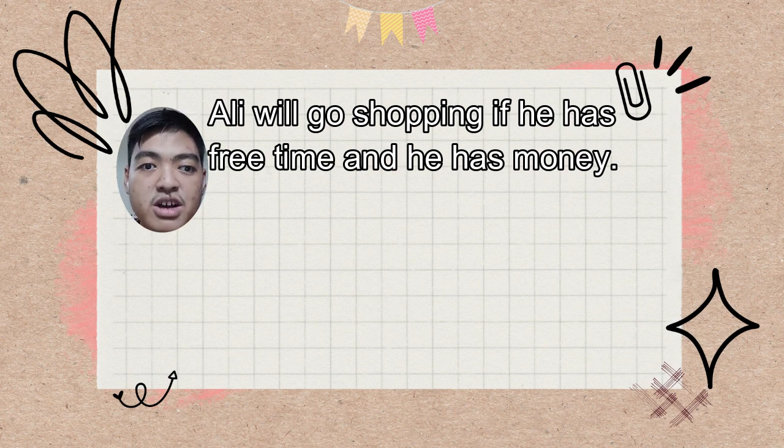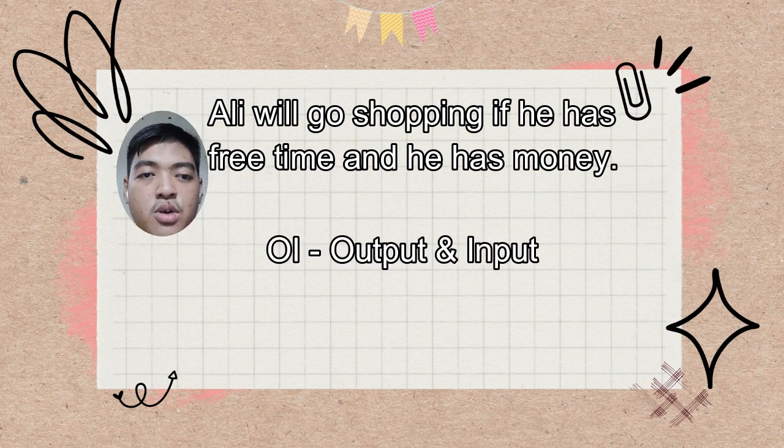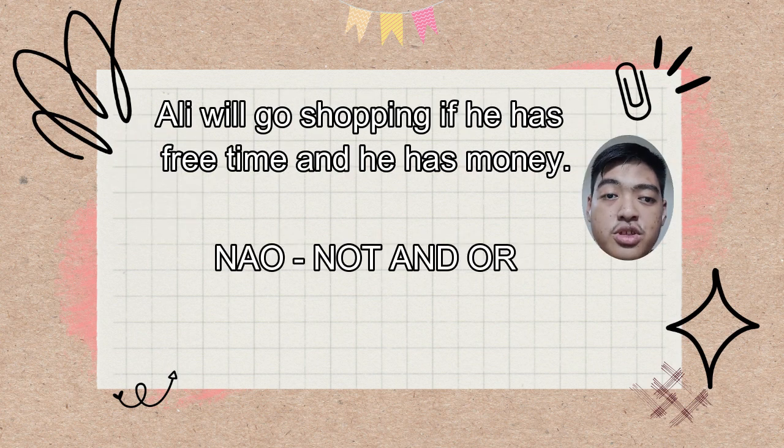This is where OI now shines. OI here means output and input. We differentiate the output and the inputs from the question. Here the keyword is if. Before if is the output, while after if are the inputs. Now means not, and, or, which are referring to the logic gates.